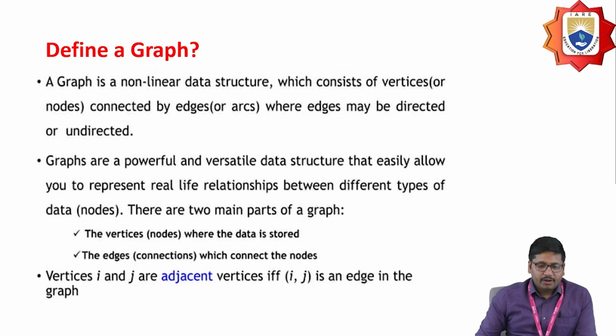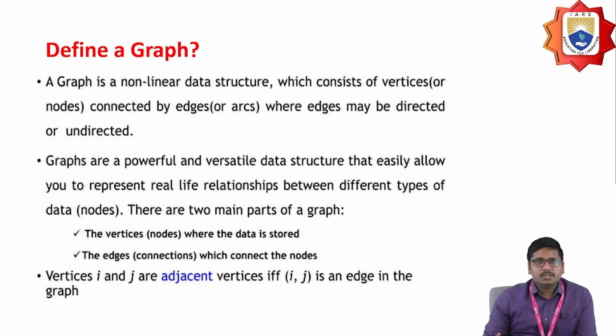If I want to define a graph properly, a graph is a non-linear data structure which consists of vertices, or nodes, connected by edges, where the edges may be directed or undirected. Graphs are powerful and versatile data structures that allow us to represent real-life relationships between different types of nodes. There are two types of graphs, what we call directed and undirected graphs.